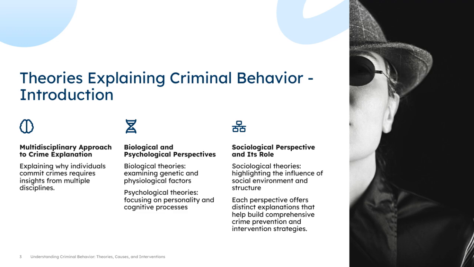First, biological theories look at genetic and physiological factors that might predispose someone to criminal behavior. These focus on how our biology can influence actions. Then, psychological theories explore aspects like personality traits and cognitive processes. Essentially, how a person thinks and feels plays a big role in their behavior. Lastly, the sociological perspective emphasizes the impact of the social environment and societal structures, things like family, peers, and community conditions that shape behavior. Each of these perspectives offers unique explanations, and when combined, they provide a more complete understanding that is crucial for effective crime prevention and intervention strategies.